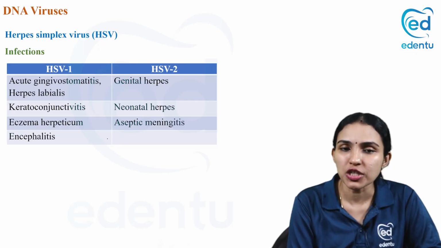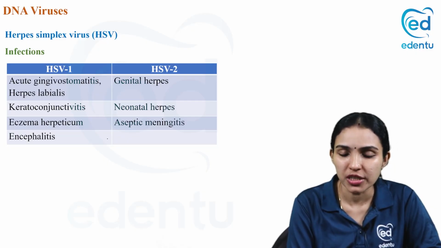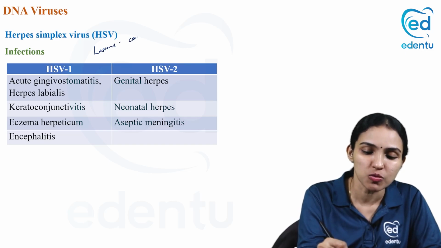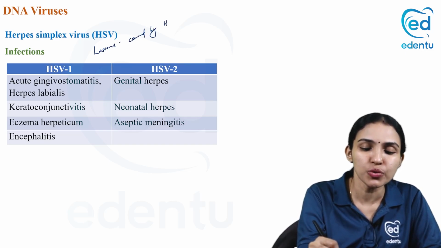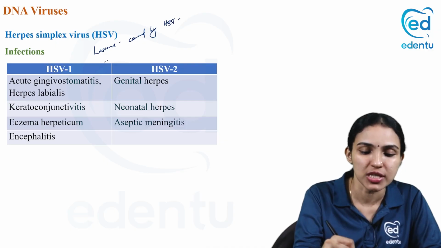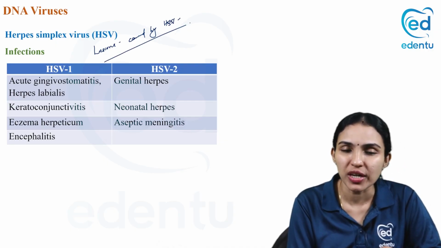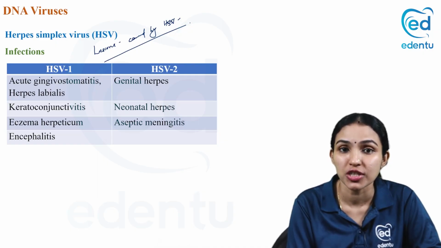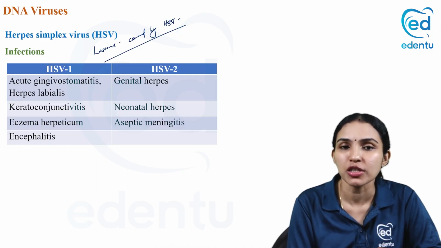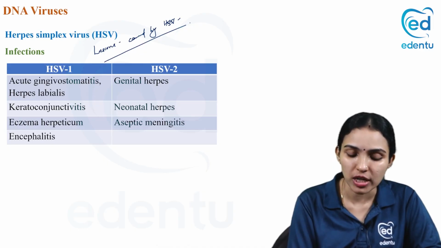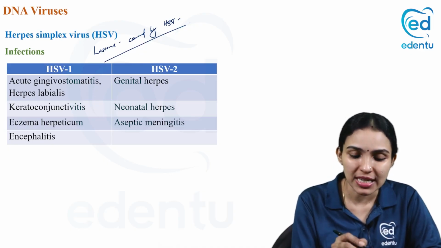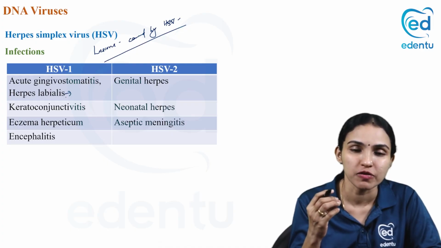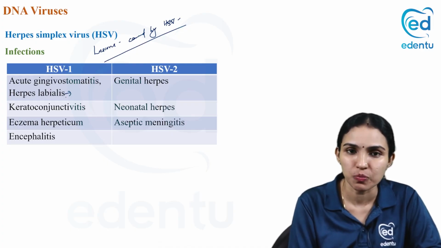So what are the common infections caused by HSV 1 and 2? This is important. This is a question which was asked previously. The question was like that: lesions caused by HSV. So you have to write both HSV1 and HSV2. HSV1 causes various lesions, like in the oral cavity it can cause acute gingivostomatitis, inflammation of the gingiva and the oral mucosa. It can lead to herpes labialis, painful blisters in the corner of the mouth and lips. That is called herpes labialis.